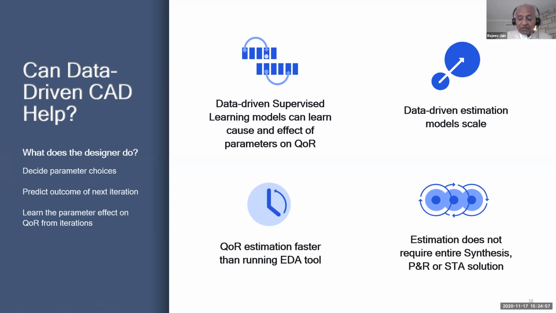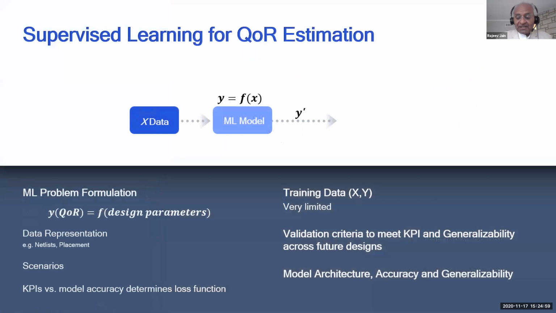So this thinking is what leads us to believe that supervised learning could be a very good tool for QoR estimation, which in fact is the root cause of why we're doing so many design iterations. So if we get a good estimation, we can potentially cut down the design iterations and solve the problem that we're stuck with.